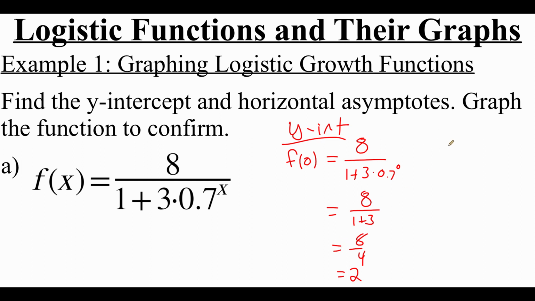Now, if I want to find the horizontal asymptotes, we said that we were always going to have our lower asymptote at y equals 0. As far as the upper asymptote, we want to focus on the c value, which is the number on the top of my fraction. So here we've got 8. So my upper asymptote is going to be along y equals 8. And I'm going to graph this out on my calculator just to confirm it.